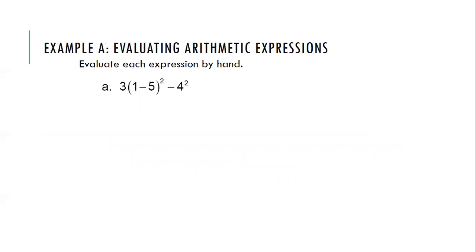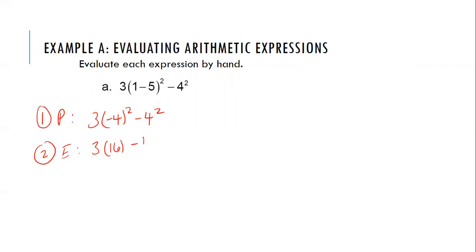So let's practice operations here. So what would be the first operation that we would do here? Parentheses. So we would evaluate 1 minus 5. So doing our P first will leave us with 3 times negative 4 squared minus 4 squared. Agreed? What would be the second thing we would do? We would do our exponents, which means we're going to square our negative 4 and our positive 4. So that leaves us with 3 times 16 minus 16.